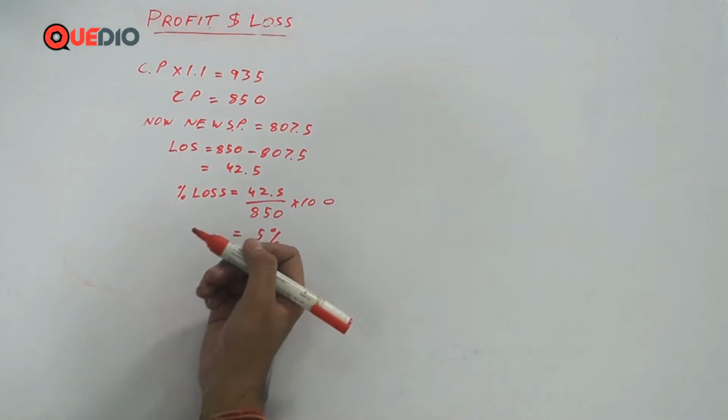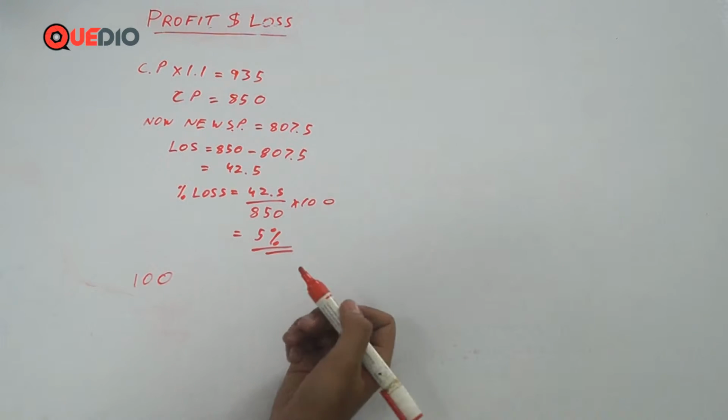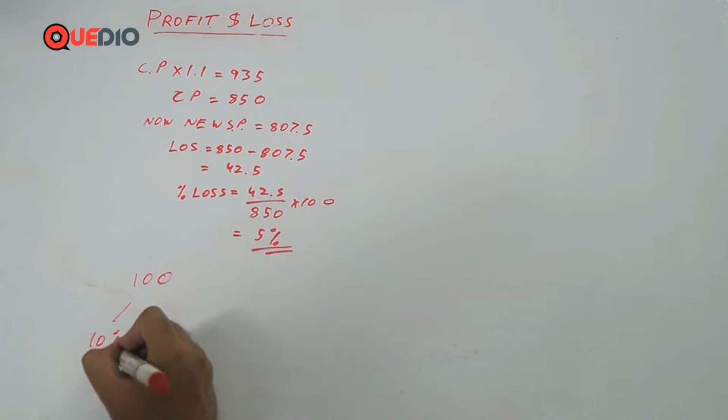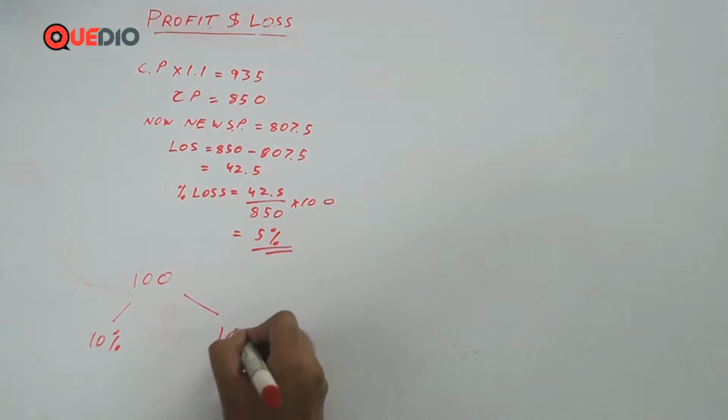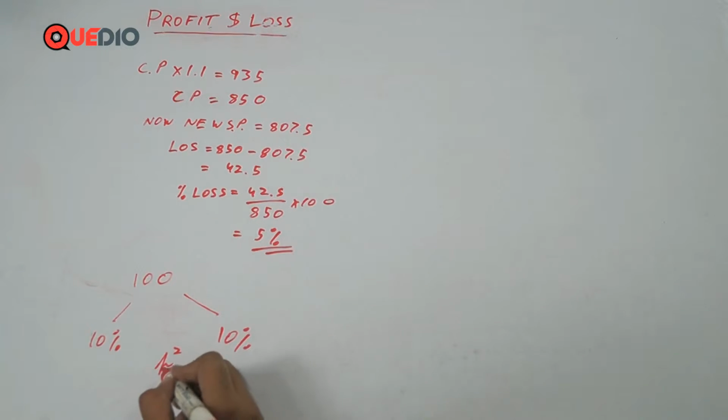Let me tell you some more tricks. If two items are sold at the same selling price, one at a 10% profit and another at a 10% loss, let's say the selling price of the article is rupees 100 for both. One is sold at a 10% loss and the other at a 10% profit. So overall there would be a loss of P square upon 100, where P is the profit percent or loss percent, that is 10 square by 100 equals 1%. So it would be a loss of 1%.